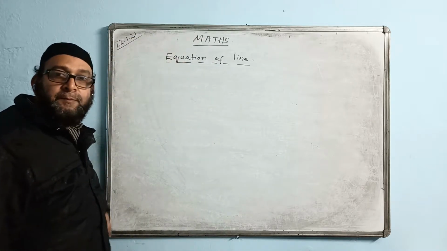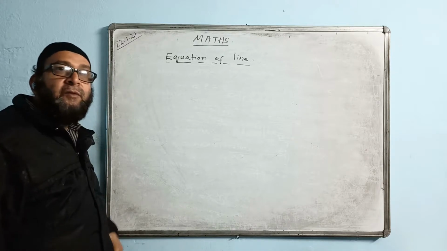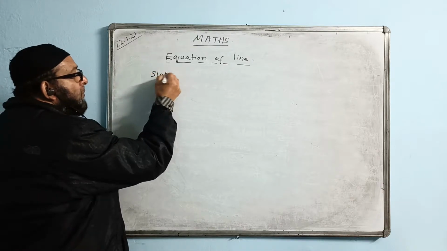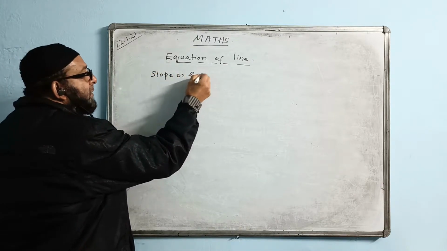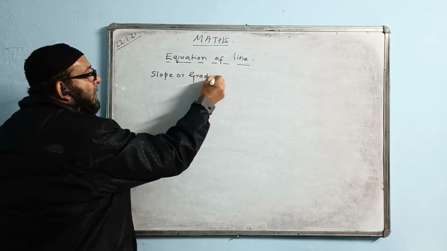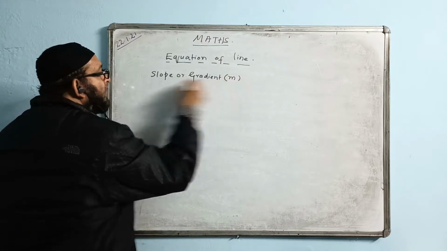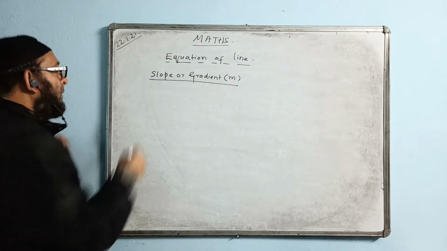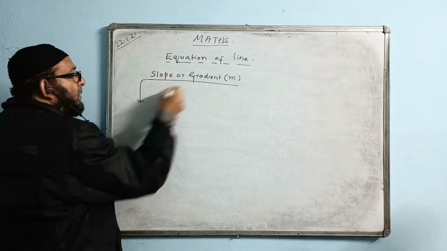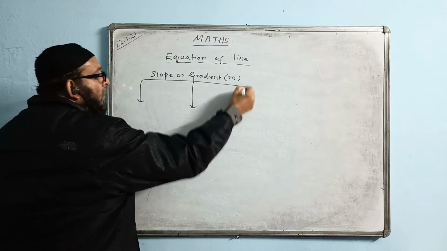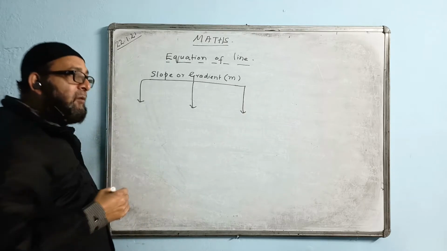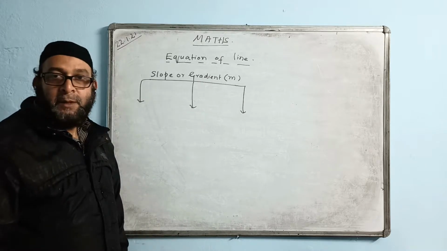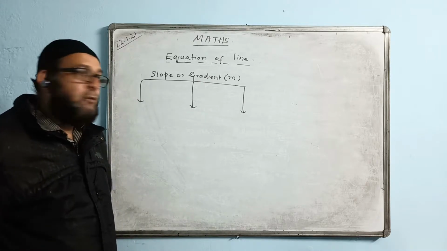In this chapter, first you have to find the slope. Slope, also called gradient, is denoted by this simple m. There may be three types of clues or questions from which we can find slope. Three types of hints will be given from which we can find slope.